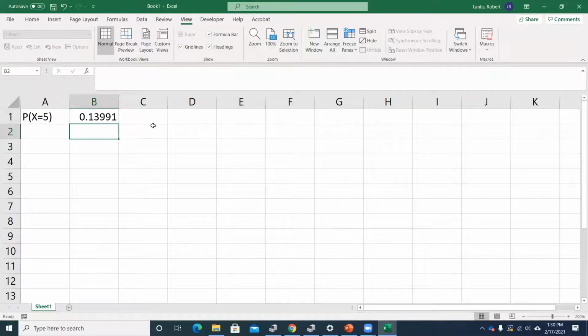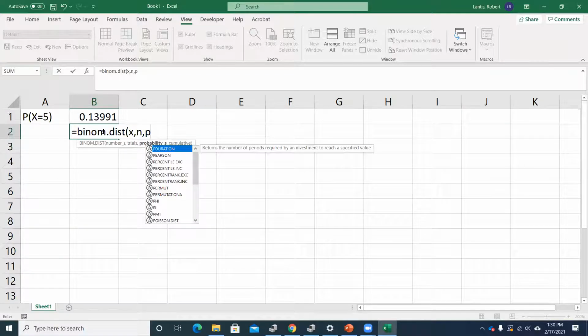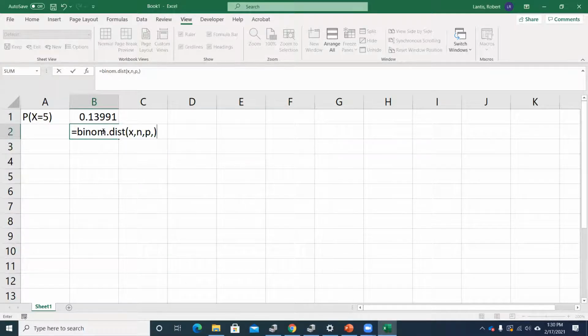So I hit enter, and I get the probability of exactly 5 out of 100. It's about 14%, or a probability of 0.14. That's not too bad. The general form of the equation is the number of successes, comma, the number of trials, comma, the probability of success. And if we don't want it to be cumulative, we put a 0 in there. We're looking for the probability of exactly a certain number of successes. So that's the general form of the equation.